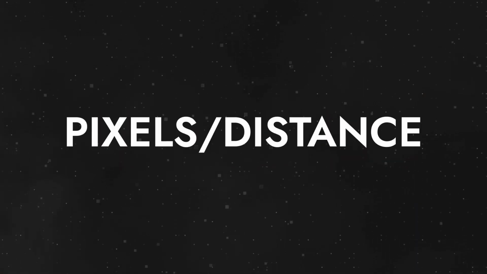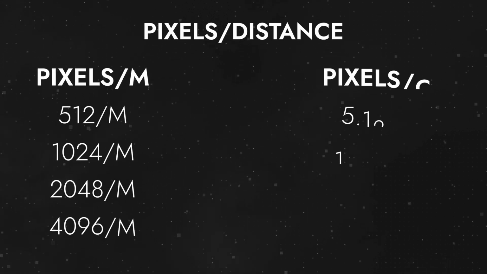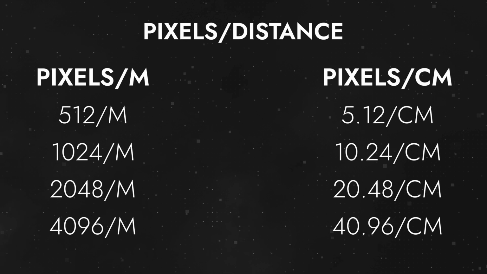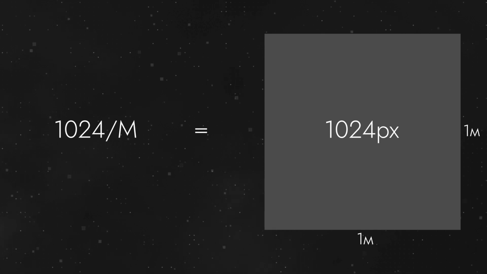It's a unit of measure which determines the number of pixels per distance. And texel density values often correspond to the texture resolution per meter or centimeter. For instance, 1024 per meter, which means that there will be 1024 pixels, or a single 1K texture, per meter of surface in the scene.